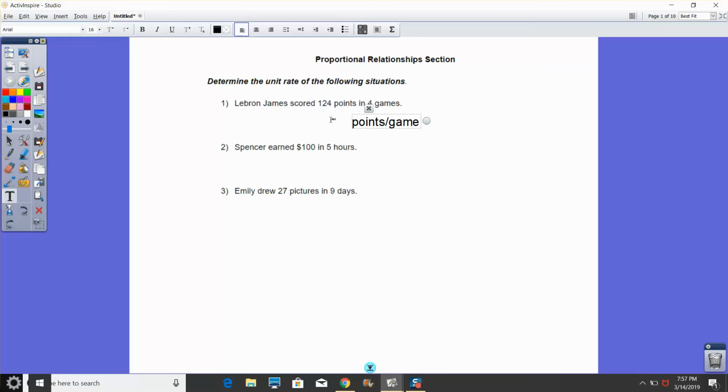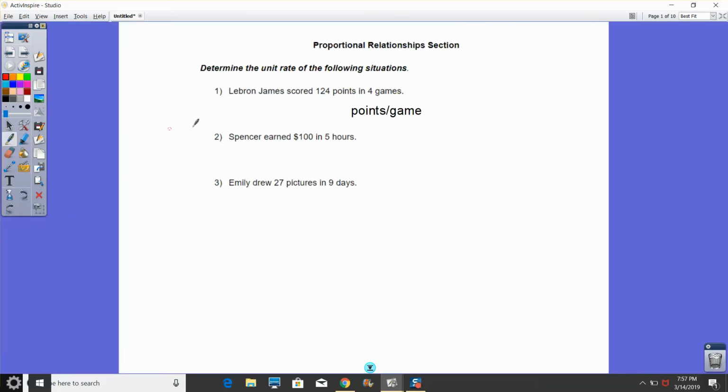Okay, so in order to find out what that is, we would take 124, which is the amount of points he scored, and we would divide that value by 4. So we do 124 divided by 4, and if we complete that properly, we would see that he scored 31 points per game. So the answer here would be 31, and then points per game would also be the unit of our answer, 31 points per game.